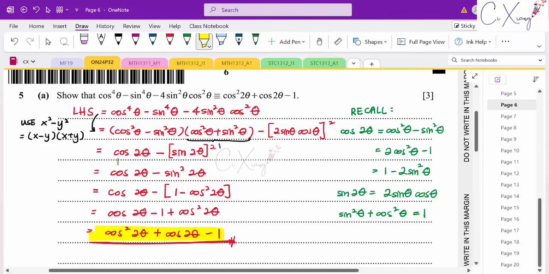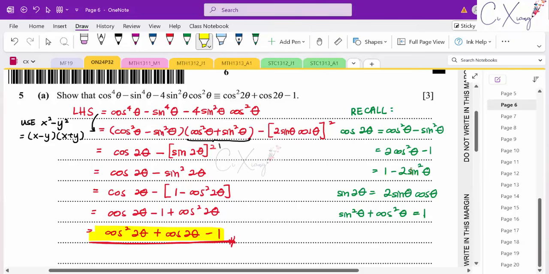Alright, this is the part A for proving. To make the proving part more smooth, I will strongly suggest you to memorize the identity for the double angle, because to me, I think it is very useful, not only in the proving part, and it is quite useful also if you are using it in the integration part as well.